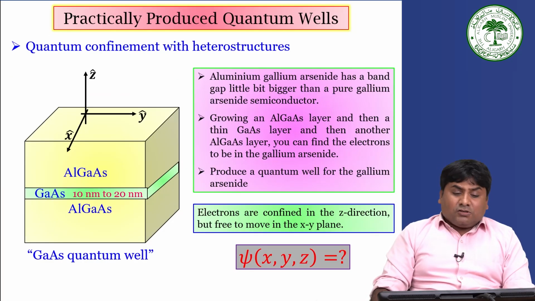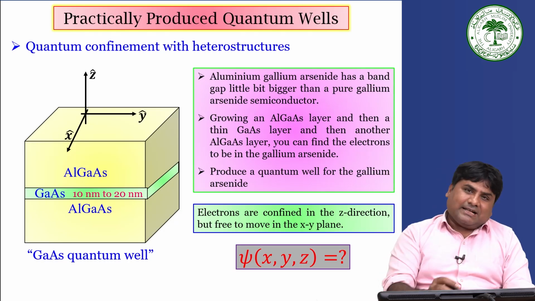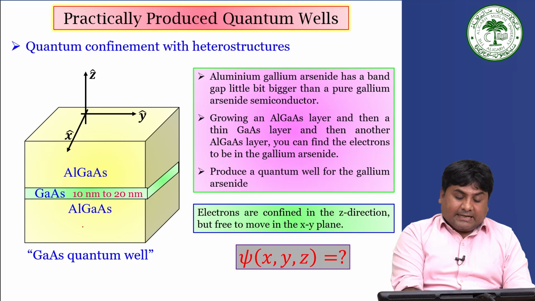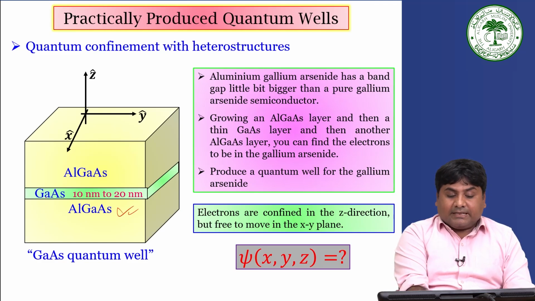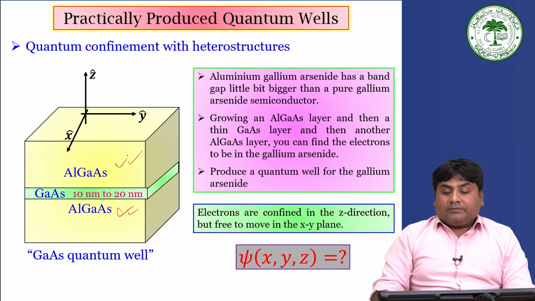Now, practically we can also produce quantum wells in the case of a heterostructure. This is a typical heterostructure. You can see that it is made up of aluminum gallium arsenide, gallium arsenide, and aluminum gallium arsenide layers. The first layer is aluminum gallium arsenide, then there is a 10 nanometer to 20 nanometer thickness of gallium arsenide, and then again a layer of aluminum gallium arsenide. Actually, aluminum gallium arsenide has a band gap a little bit bigger than the pure gallium arsenide semiconductor.